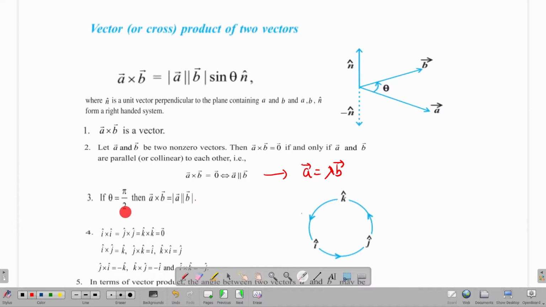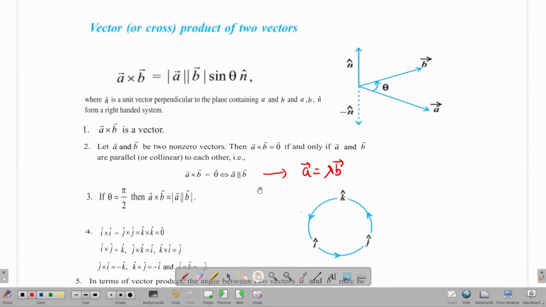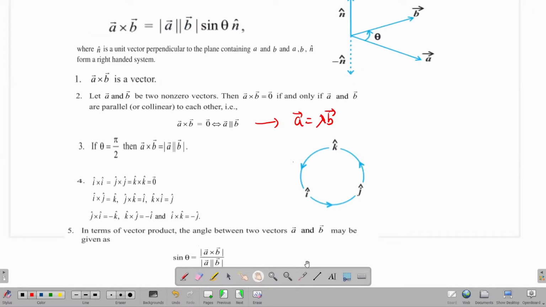Now if theta is equal to 90 degrees, we know that sine 90 is 1, so in that case A cross B comes out to be mod A mod B. Now i cross i, j cross j and k cross k are 0 because the angle between them is 0 degrees and sine 0 is 0, so we get this. But if we have to find i cross j, then we have to follow this.